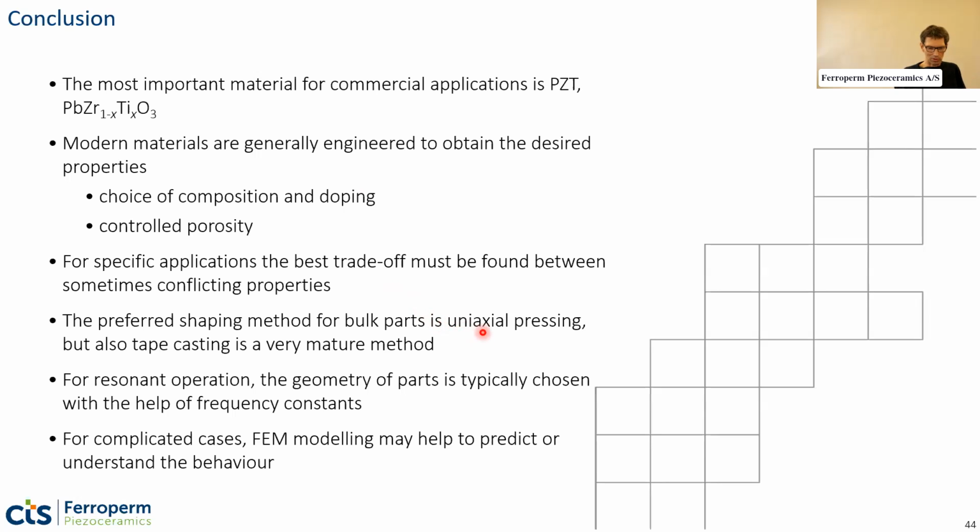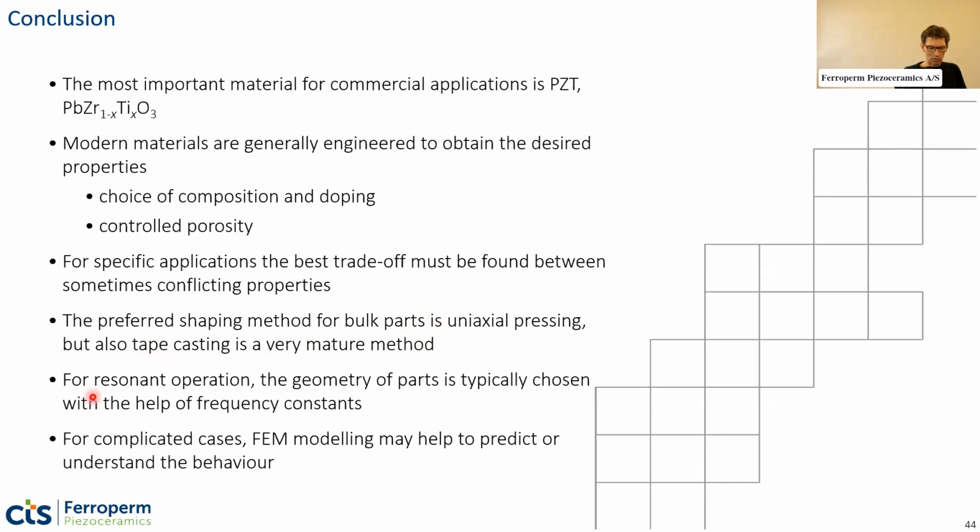I talked about uniaxial pressing, the most common shaping method for the industry, I would say. But if you want to have thin layers used for multi-layer components, you can also use tape casting. I didn't have time to show that in detail.